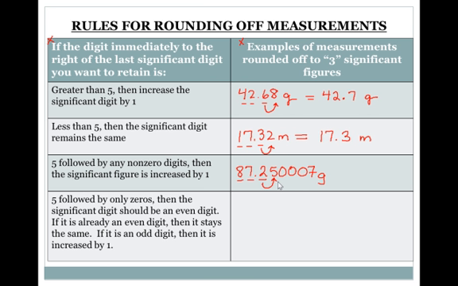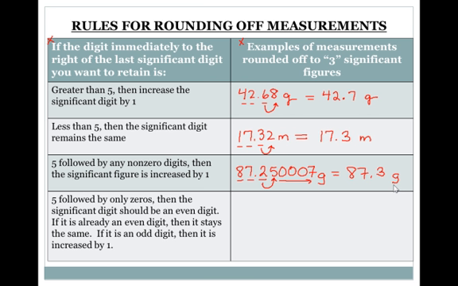Now, when you see that 5, it's a flag. Look behind the 5. Anywhere behind the 5, if there's a non-zero digit, you automatically increase that last digit by 1. So we're going to make this 87.3 grams. Now, if it's a 5 followed by only zeros, then the significant digit should always be an even digit. If it's already an even digit, then it stays the same. If it's an odd digit, then it's increased by 1.